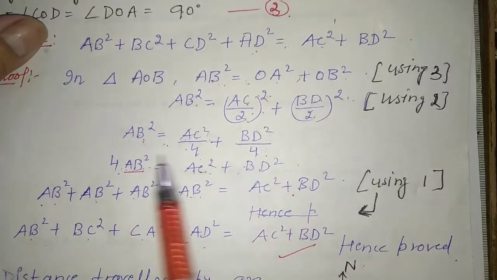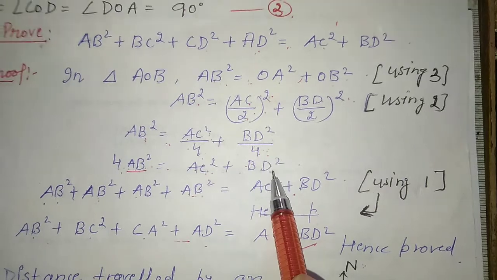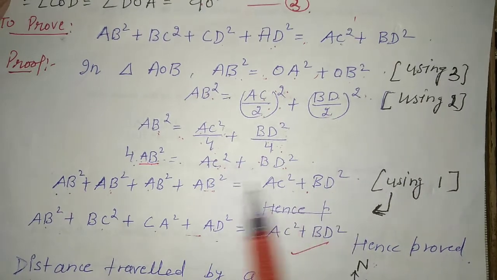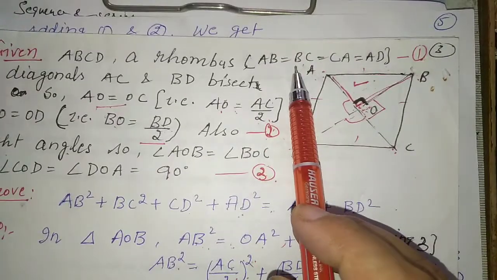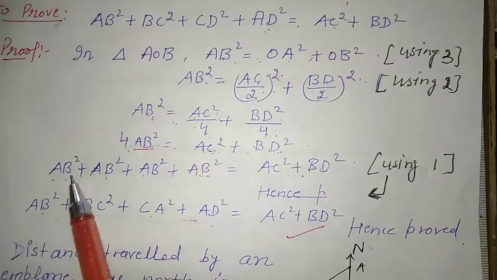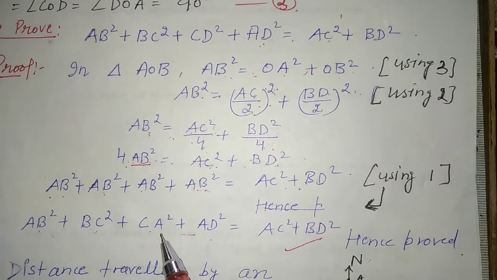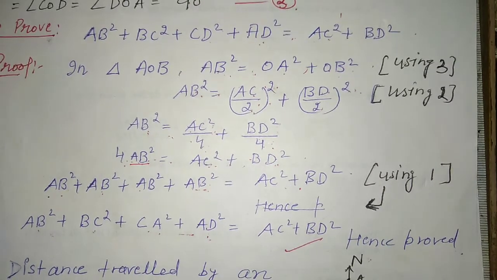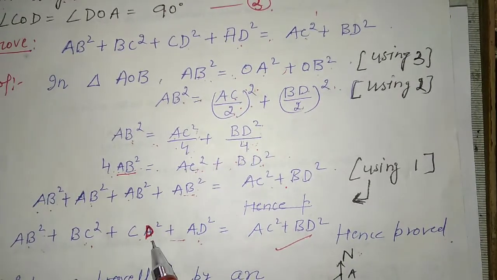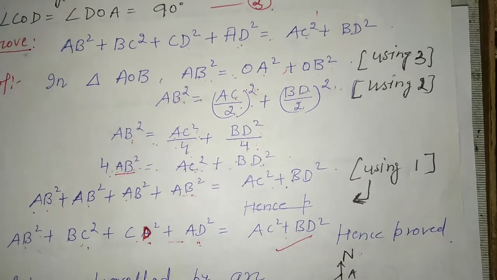So this is AB square is equal to AC square by 4 plus BD square by 4. 4 will be the LCM, and it will transpose to the other side. 4 AB square is equal to AC square plus BD square. This is AB written 4 times, equal to AC square plus BD square. By using 1, because we know that all sides are equal, and we have to find the sum of the squares of all the sides, 1 AB will remain as it is, and the others will change to BC, CD and AD. So AB square plus BC square plus CD square plus AD square is equal to AC square plus BD square. That is what we wanted to prove.